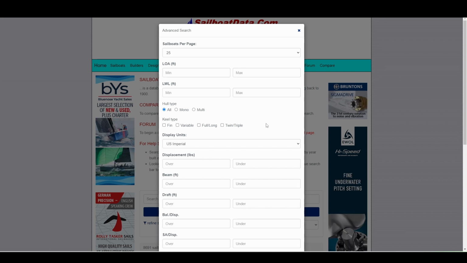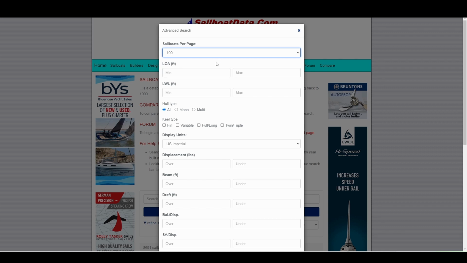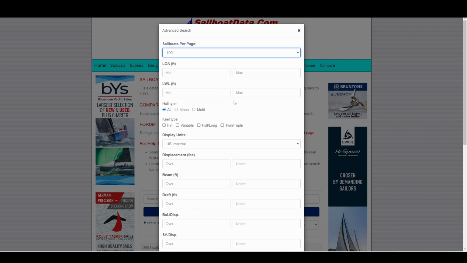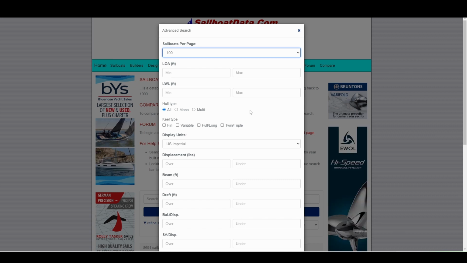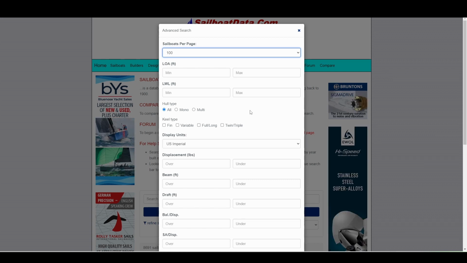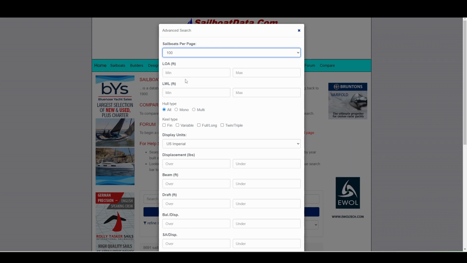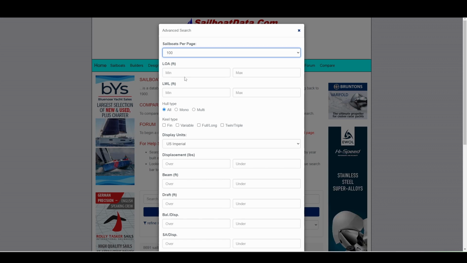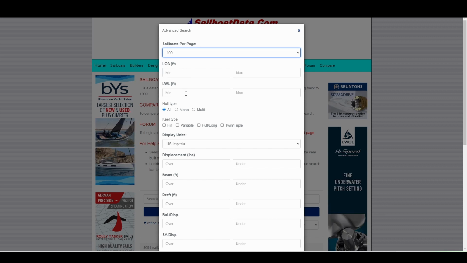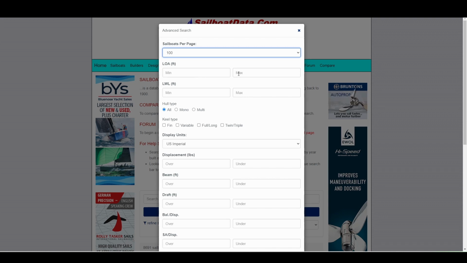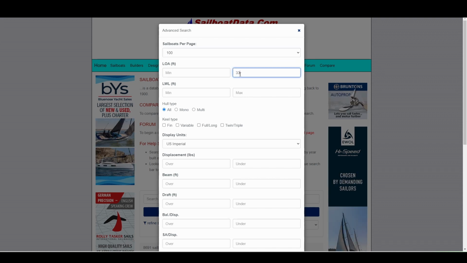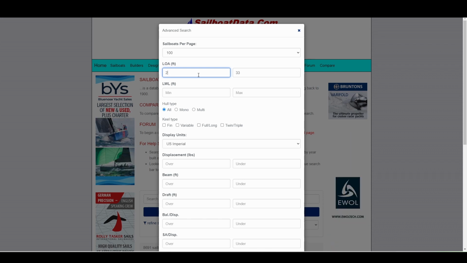Okay, so say I want to take 100 results per page because I don't want to scroll too much through the pages. And I will be working with an example that I'm in particular looking for. Yours might vary, but you can apply the same approach. So a couple of abbreviations here: length overall and length of the waterline. These are the two really important figures. And say that I'm looking for a boat that's maximum 33 feet and minimum 26.